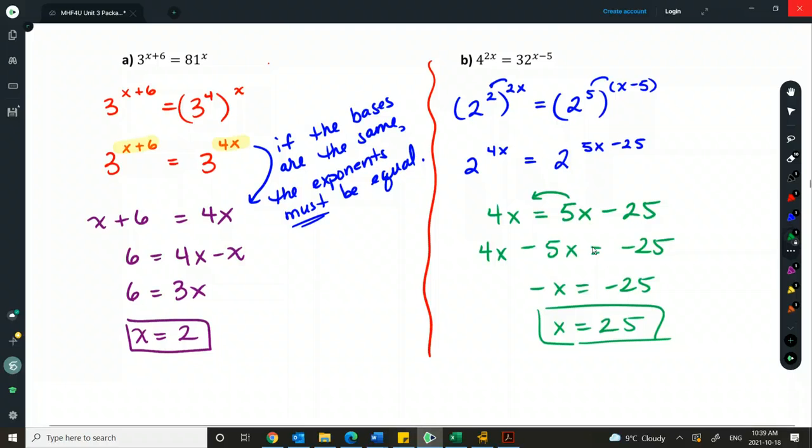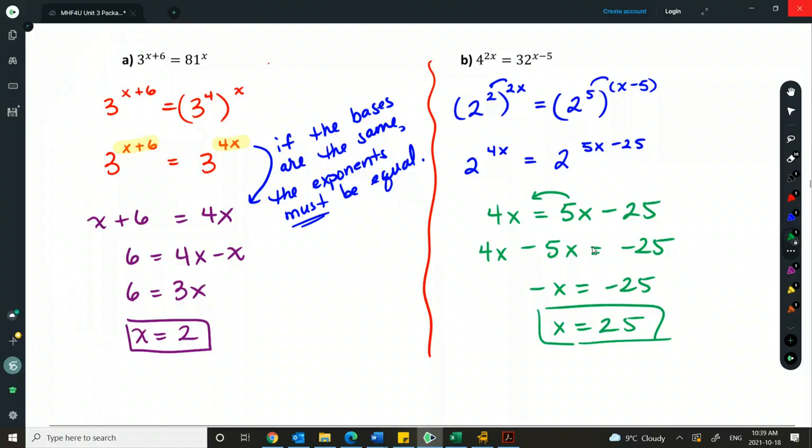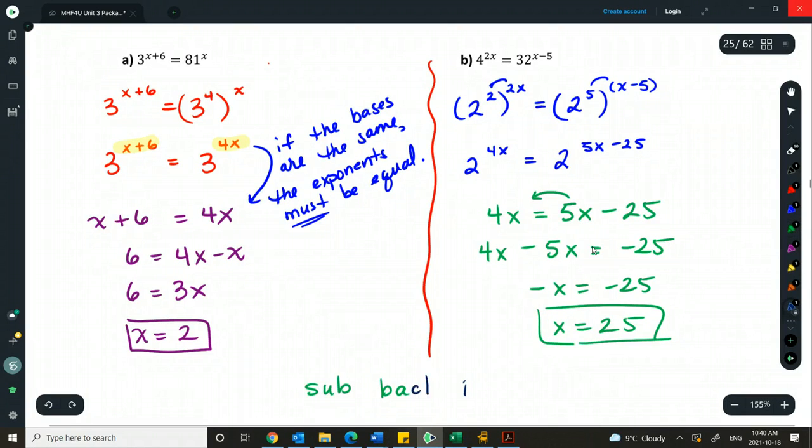How can I check my answers for both of these? Emma? Plug it back in. Make sure you get left side equals right side. Okay, very straightforward. We sub back in for both x's here. Put it in for 2. Is 3 to the 8 equal to 81 to the 2? Because it's x plus 6, right? Check and make sure that they're equal. If they are, I know that I found the right answer. If they're not, something went wrong somewhere along the way. Okay? So for all of these, we will sub back in to check. So back into the original equation.